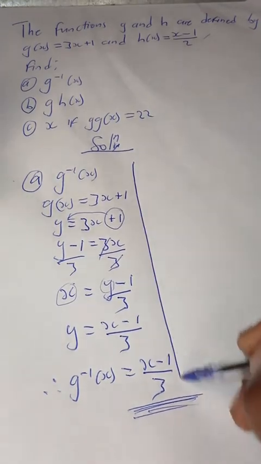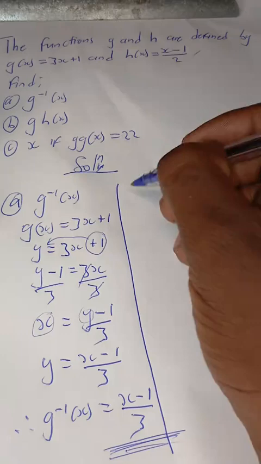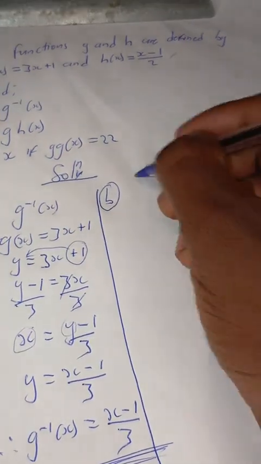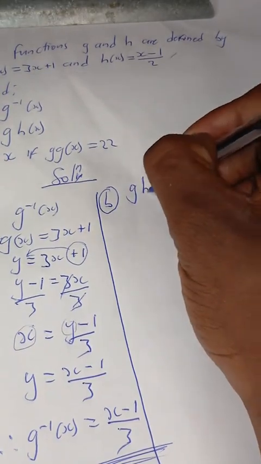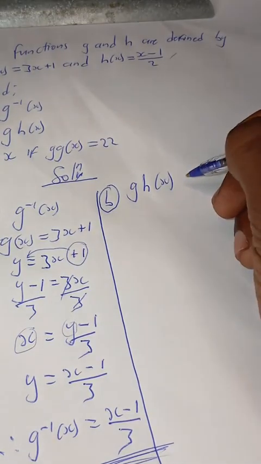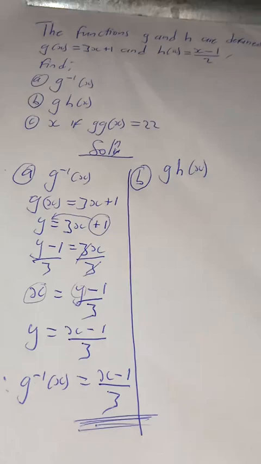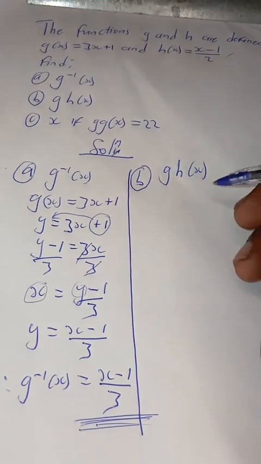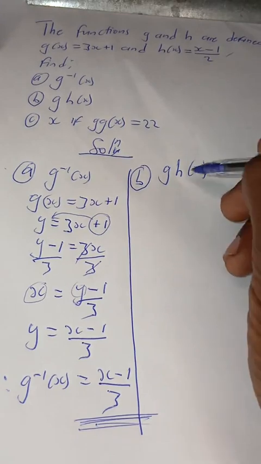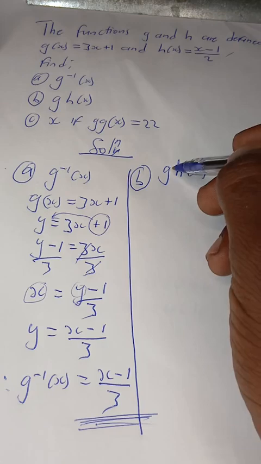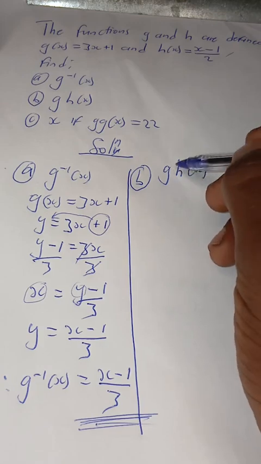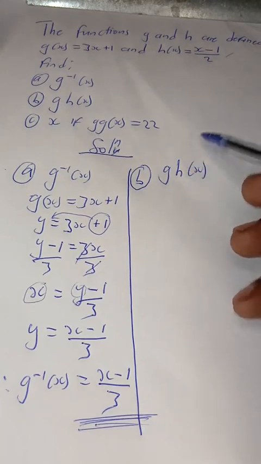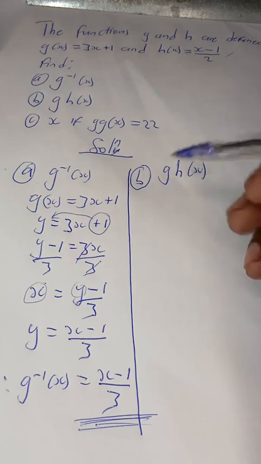Let me put the demarcation here and go to the next question, which is B. On number B we have g of h of x, so we have the composite function here. How do we solve this one? They are saying outside we have the function of g, but inside where there is x in the function of g, we are supposed to put the whole function of h.